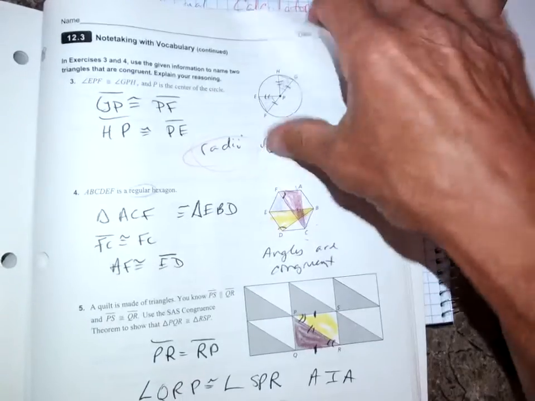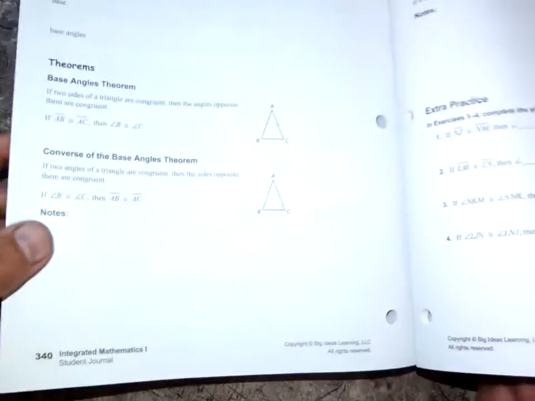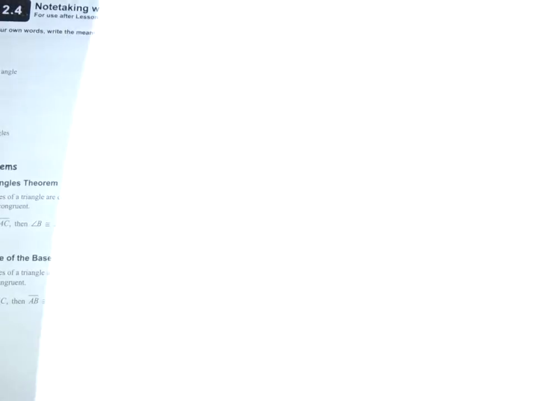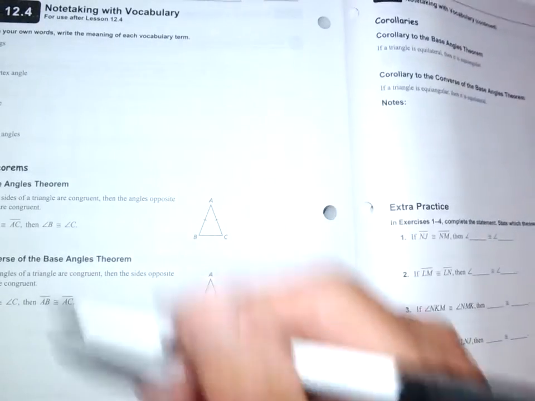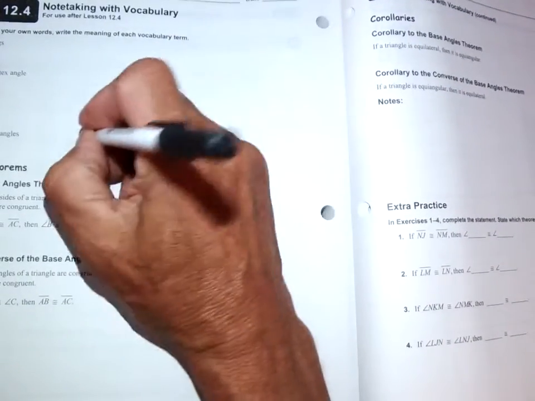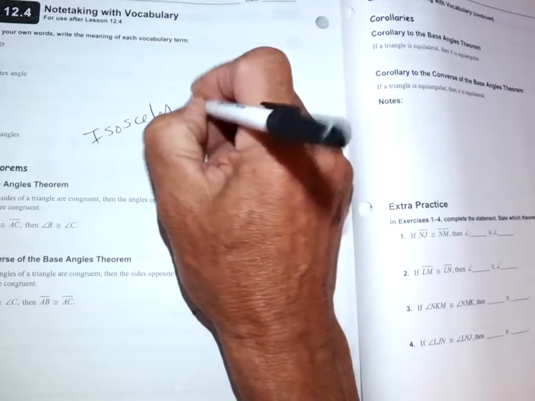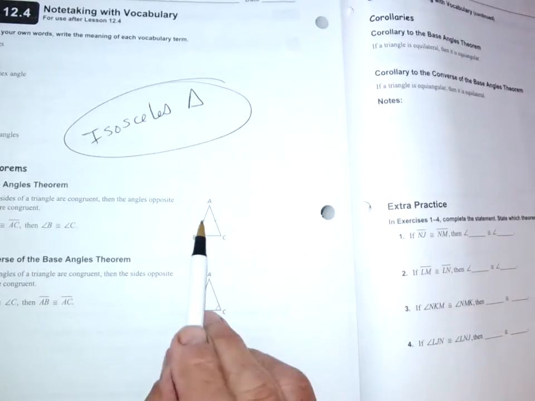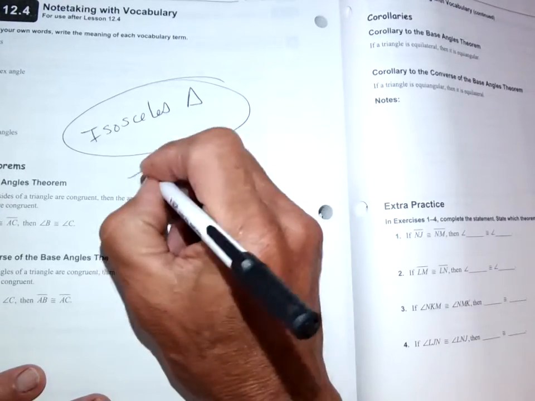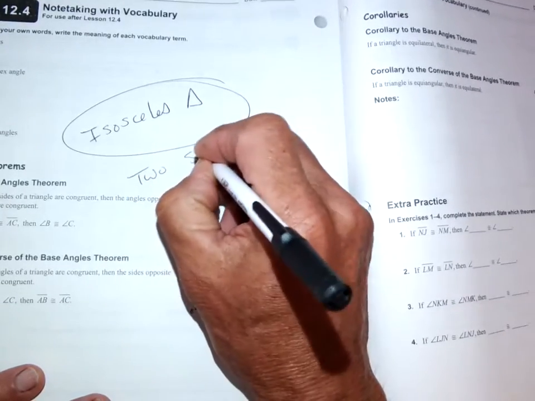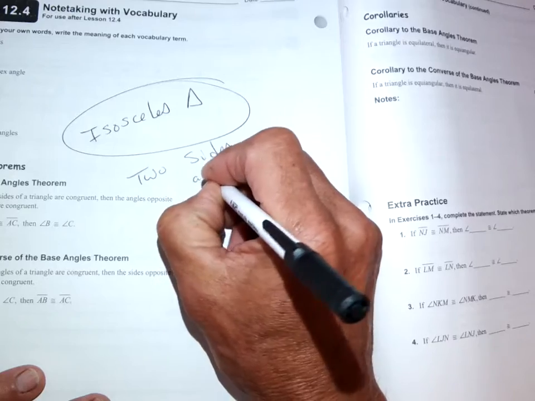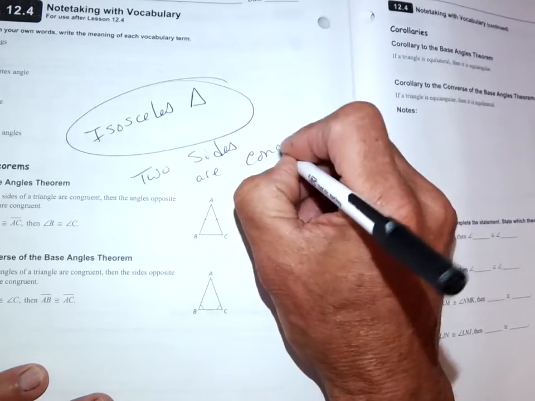Now, what are we going to do today? Well, it's pretty easy. Really easy. Let's take a look at it. If I take a look at the notes, first of all, what is an isosceles triangle? Everybody should know what that is. An isosceles triangle has two sides that are equal, okay? Two sides are congruent. You should know this.